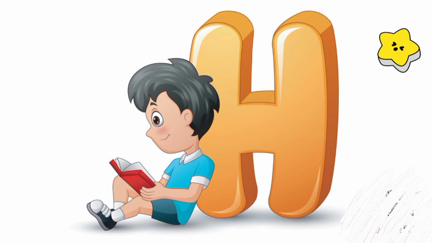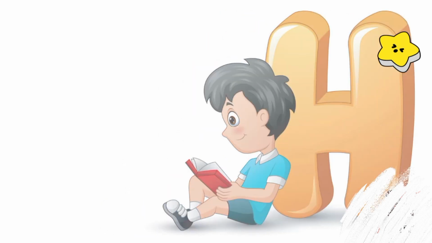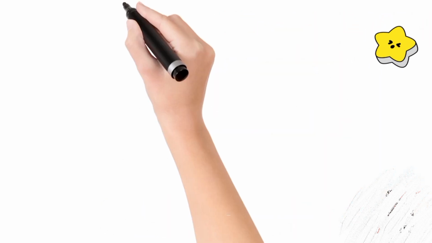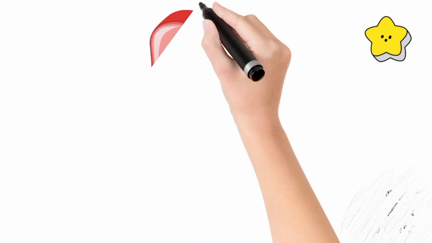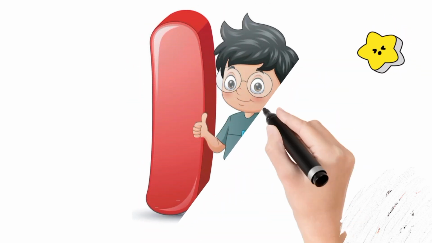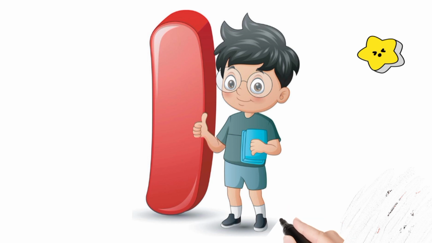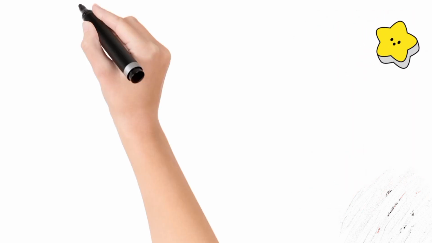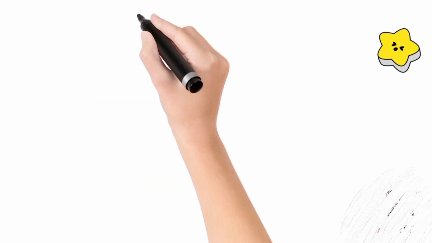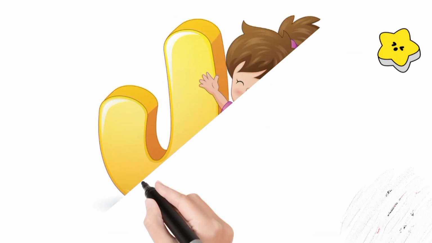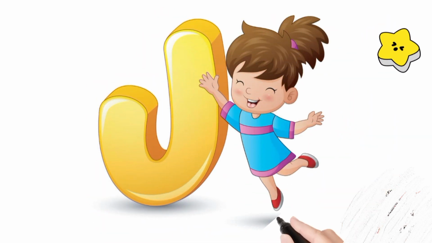C, D, E, F, G. H, I, J, K, L, M, N, O, P. Q, R, S, T, U, V. W, X, Y, and Z. Now I know my ABCs. Next time, won't you sing with me?